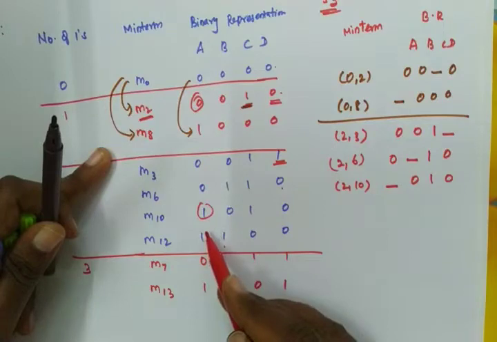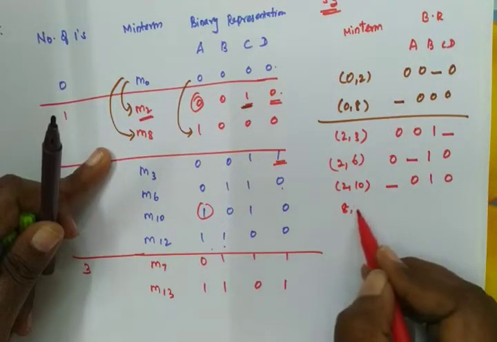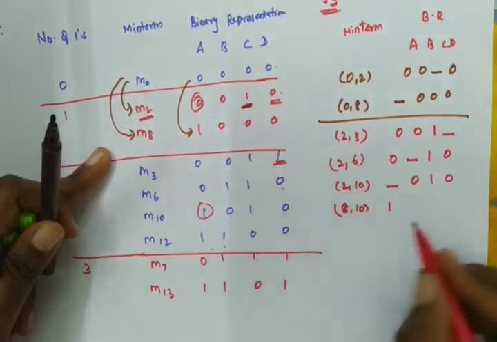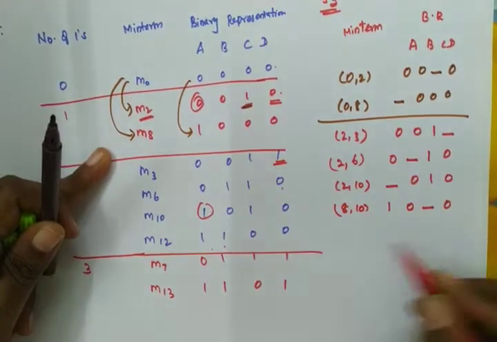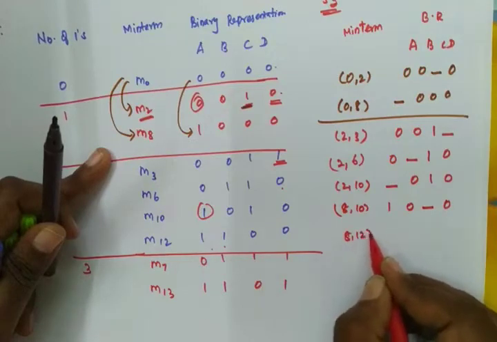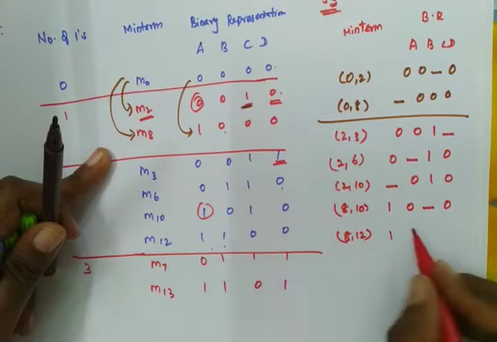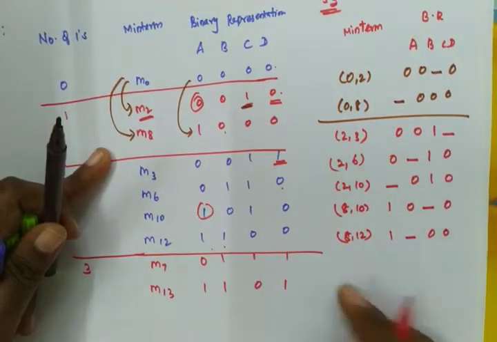Now compare this 8 and 10. 1, 1, 0, 0. So we can write 8, 10. So here we have 1, 1, 1, 0, 0. Now here 0 is changed to 1, so dash. Then 0. Now compare this 8 with 12. It is possible. So 8, 12. Compare this 1, 1. Then 0 is changed to 1, so represent dash. Then both bits are same, 0, 0.